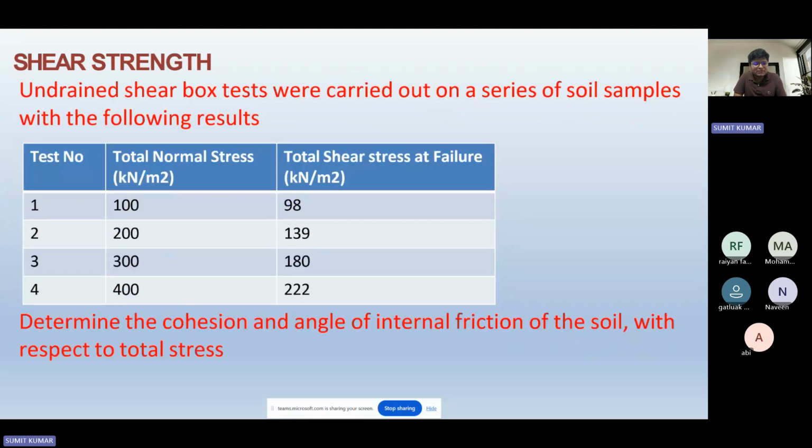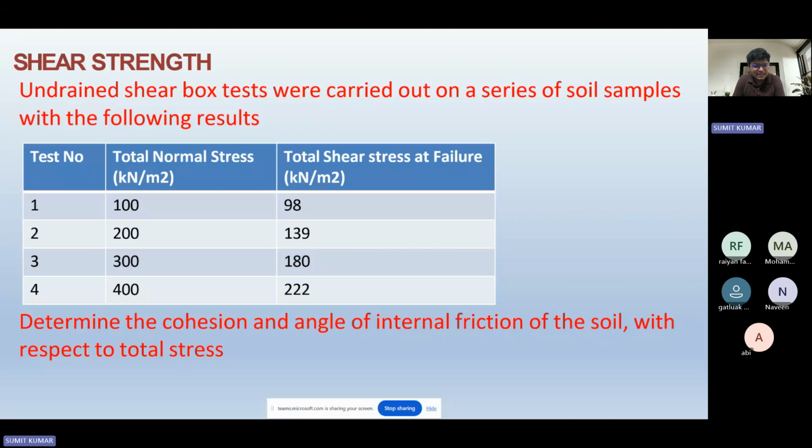Now let's understand how the normal stress and shear stress at failure are obtained, and once we obtain this normal stress and shear stress, how the shear strength parameters could be evaluated. Over here it is mentioned that the undrained shear box tests were carried out on a series of soil samples with the following results.